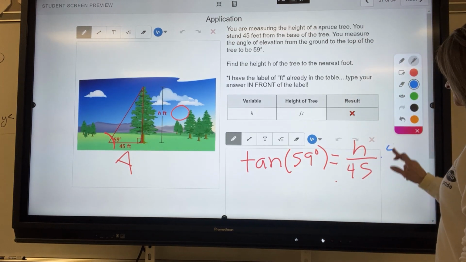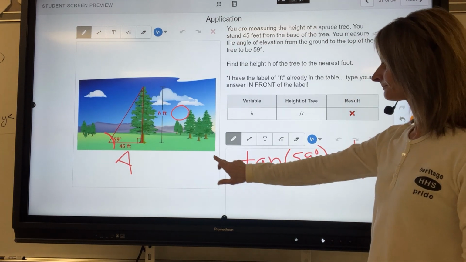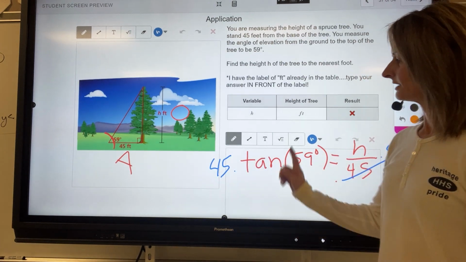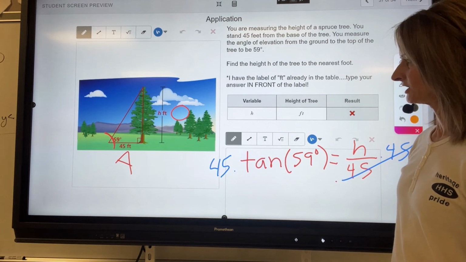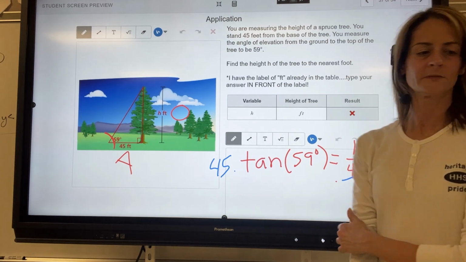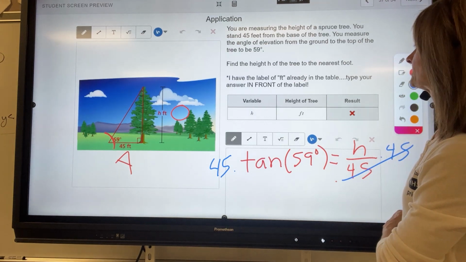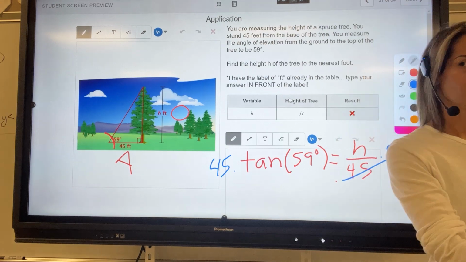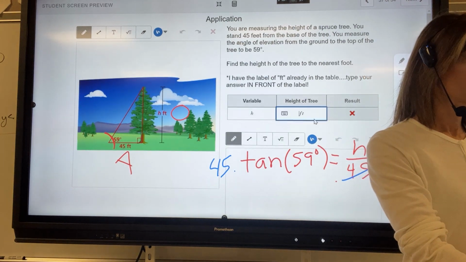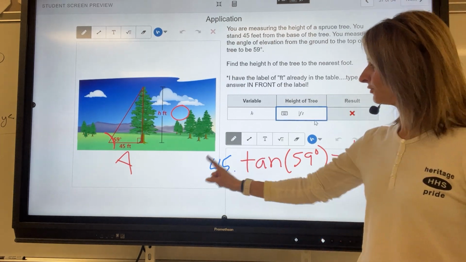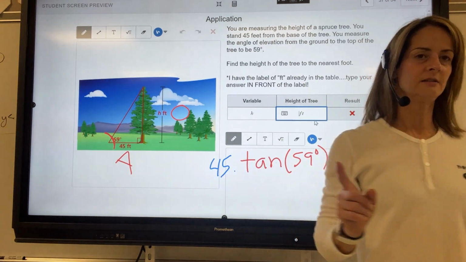Nice. Multiply both sides by 45. Cancel. Take out the calculator, do 45 times the tangent of 59. And what do you get? Oh, this one says round to the nearest foot. So that's the nearest whole number. So what is that? In the calculator, 45 times the tangent of 59 degrees.